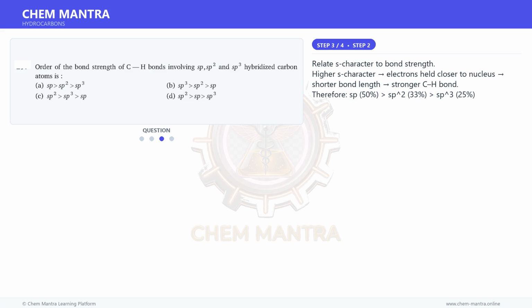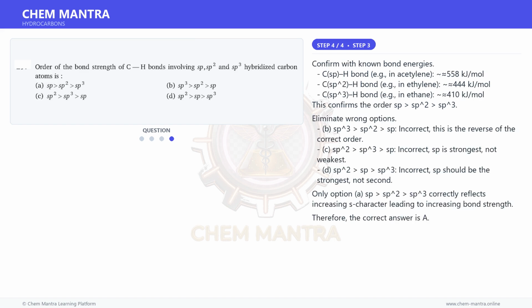Moving on to the next step. Relate S character to bond strength. Higher S character, electrons held closer to nucleus, shorter bond length, stronger C-H bond. Therefore, sp 50%, sp2 33%, sp3 25%.